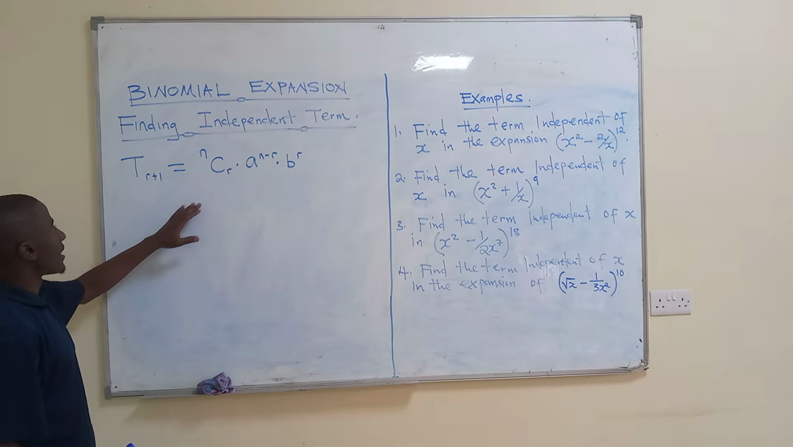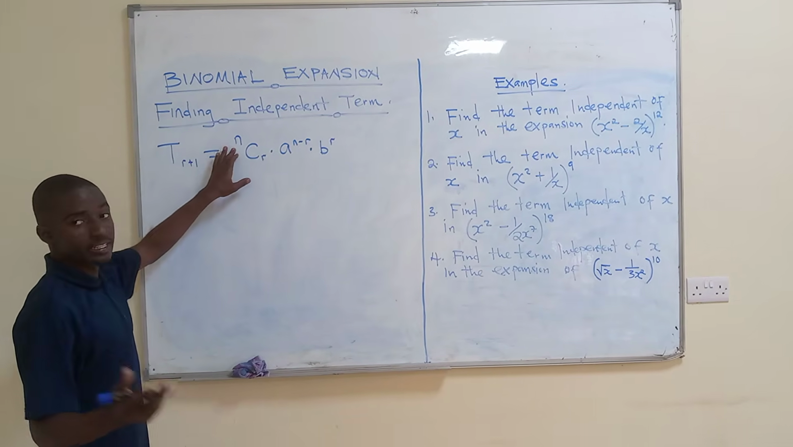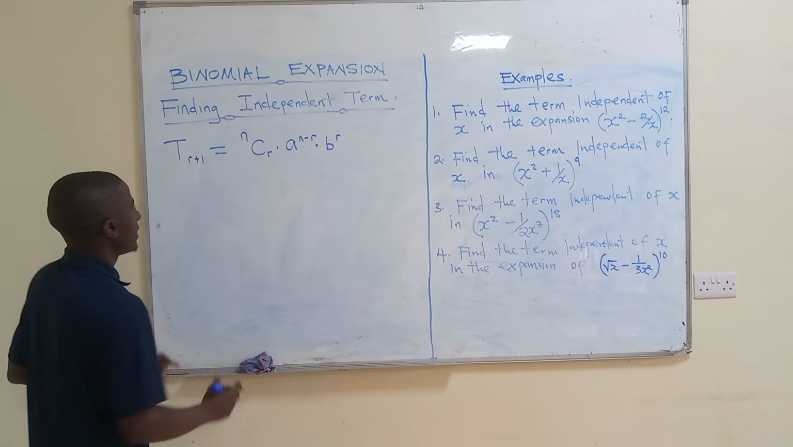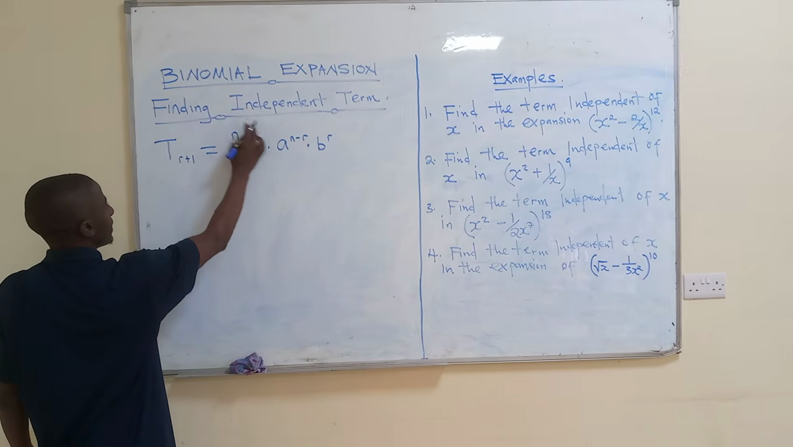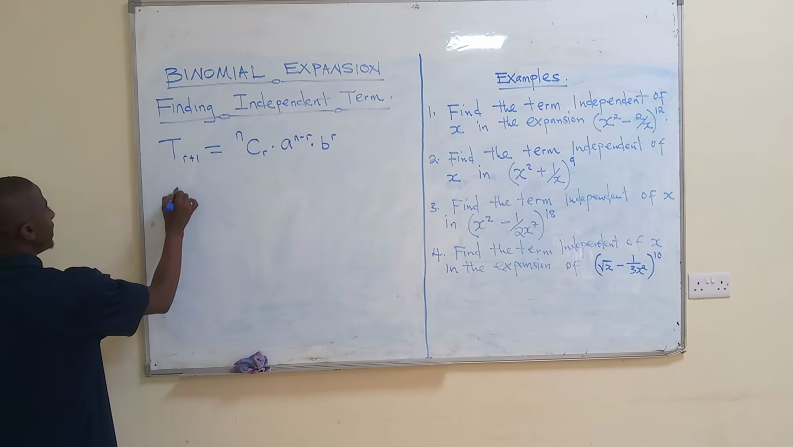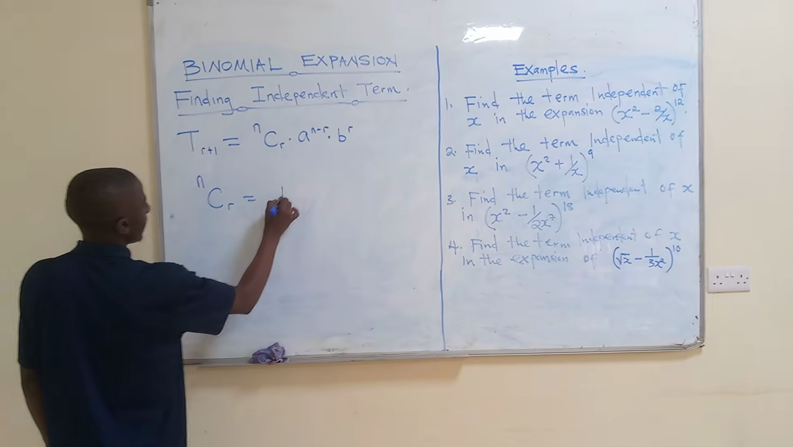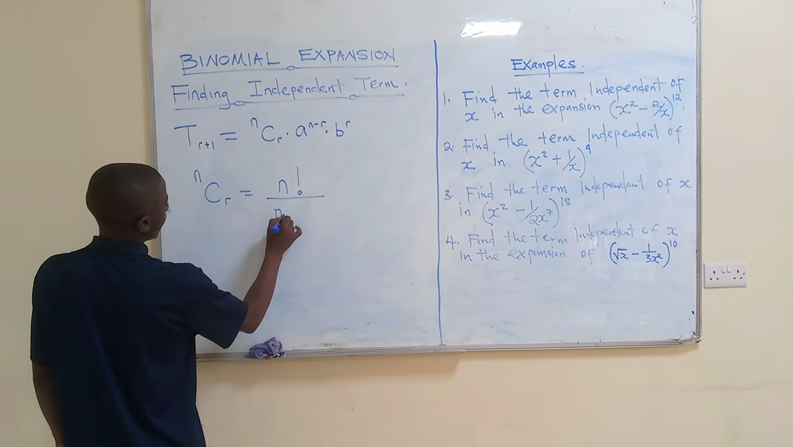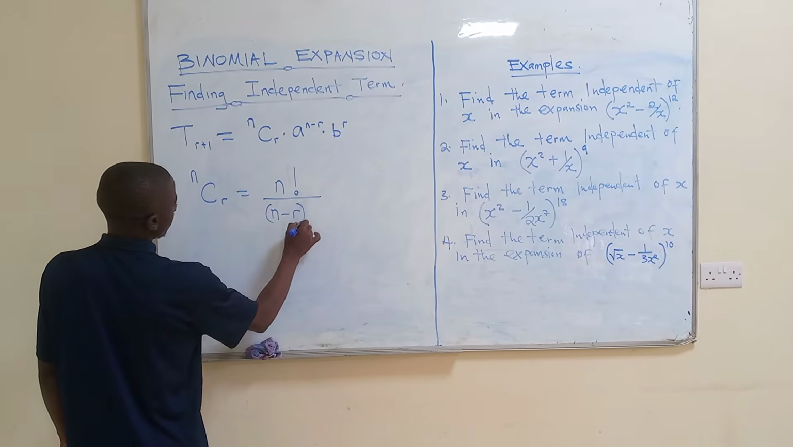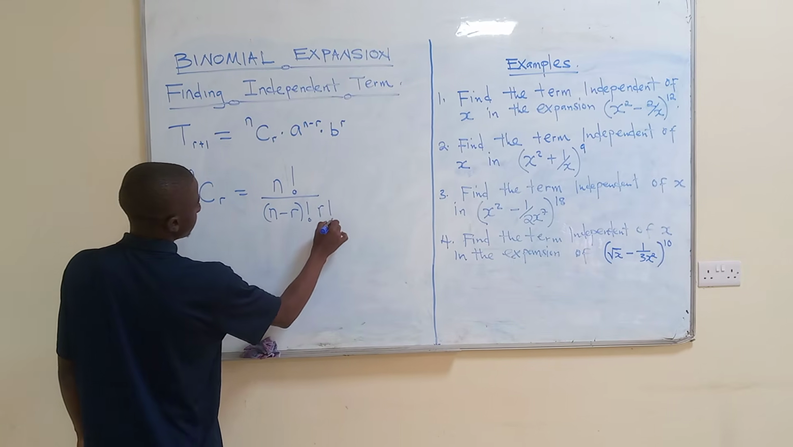What you should understand is that n is just the number of terms. And then some people express this combination nCr as the same as n factorial over (n minus r) factorial multiplied by r factorial.